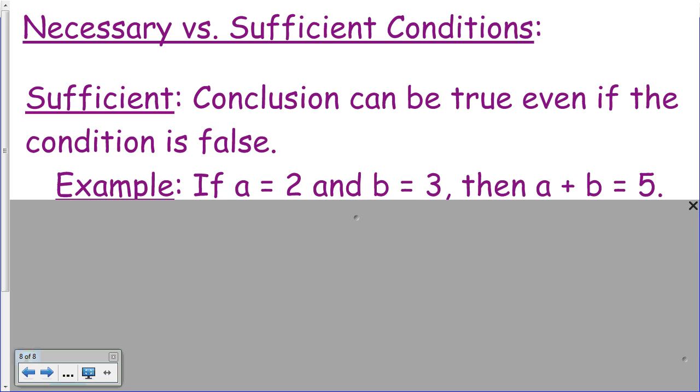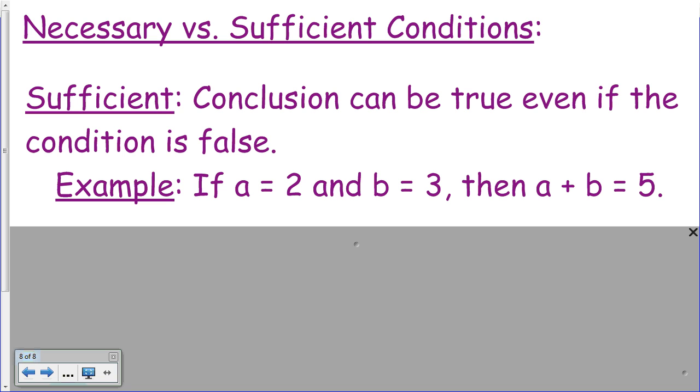Here's an example of that. It's obviously a simple example, but it at least illustrates it for you. If A is equal to 2 and B is equal to 3, then A plus B is equal to 5. Obviously, if A is 2 and B is 3, then 2 plus 3 does, in fact, give us 5. So if we meet those conditions, we're guaranteed that the conclusion is true. However, that's not the only way for that conclusion to be true. If A was 1 and B was 4, the conclusion would be true. If A was 0 and B was 5, the conclusion would be true. And we can keep going on and on. There are lots of ways for that conclusion to be true.